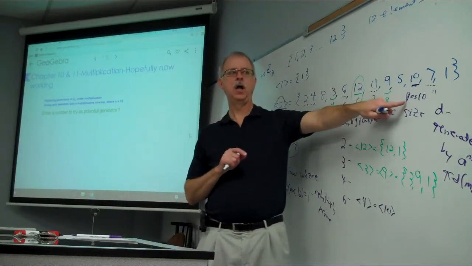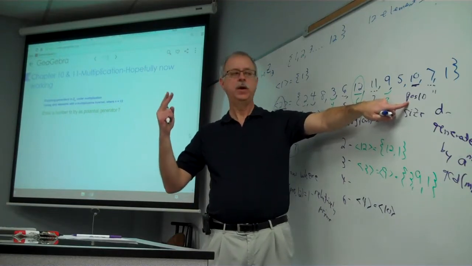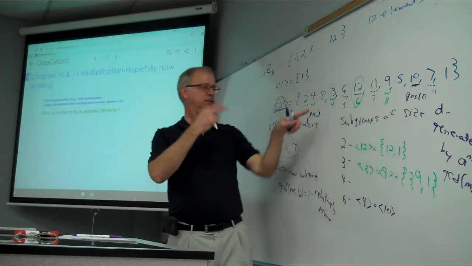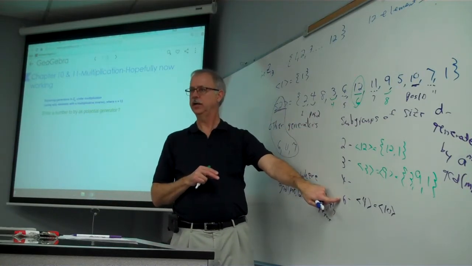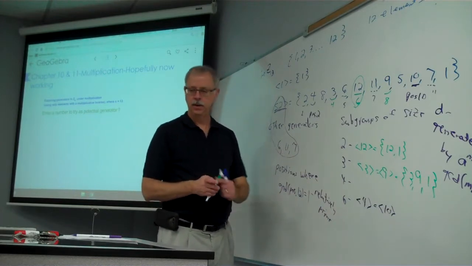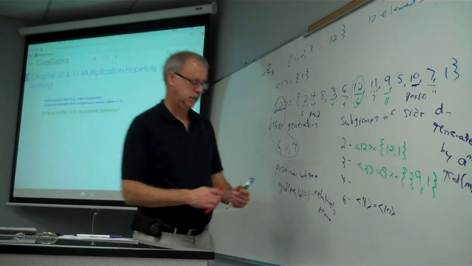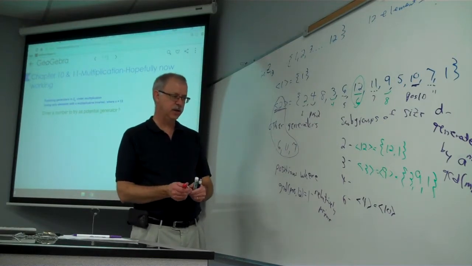The greatest common divisor of 10 and 12 was 2, so it generated the same thing that the second position did, which was a subgroup of size 6. Okay, so everything here is generating something.